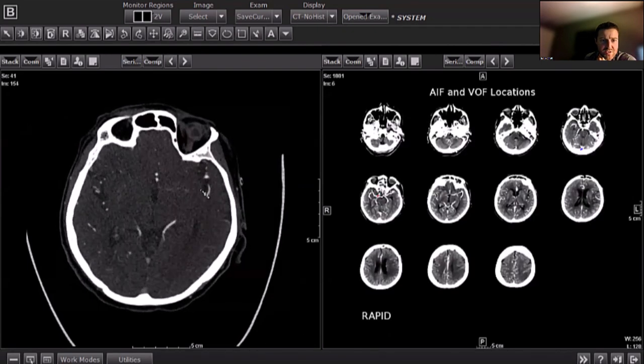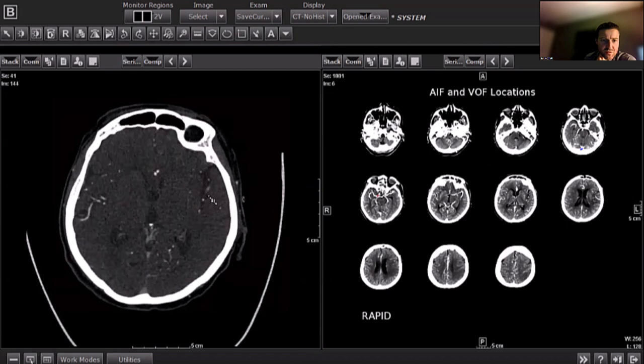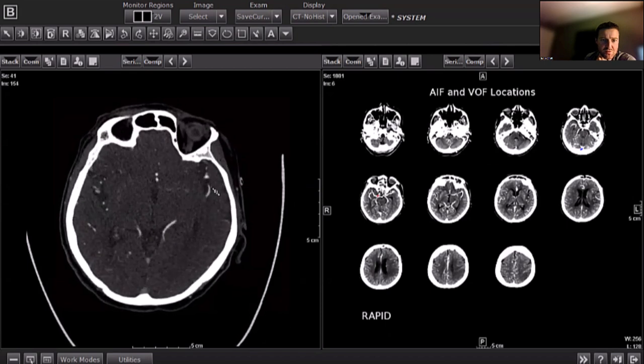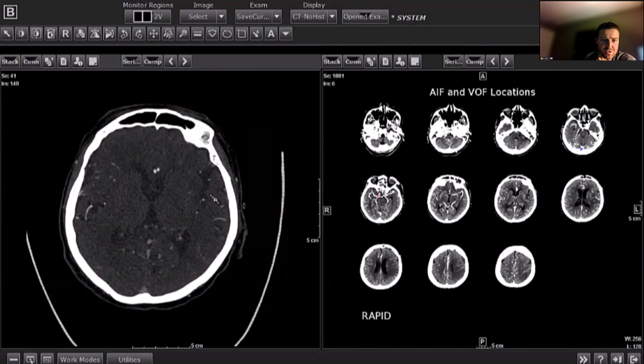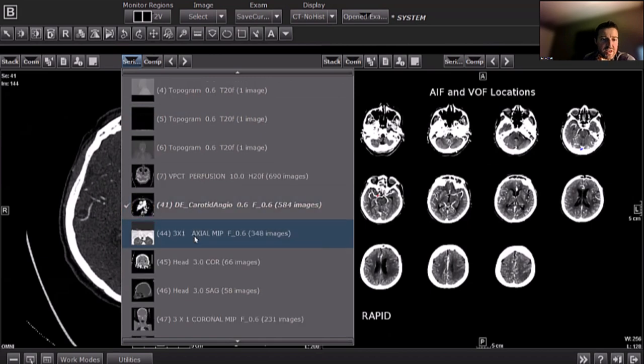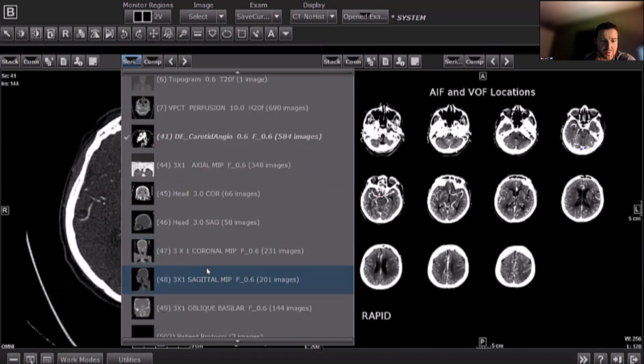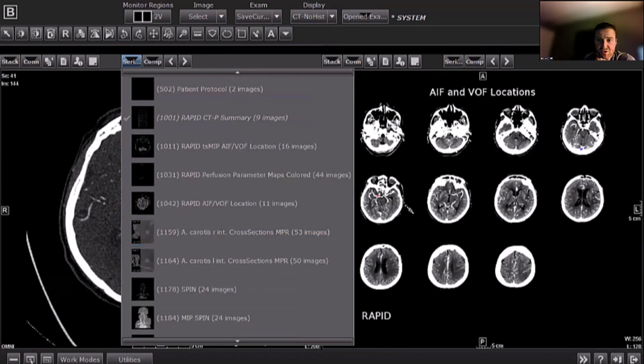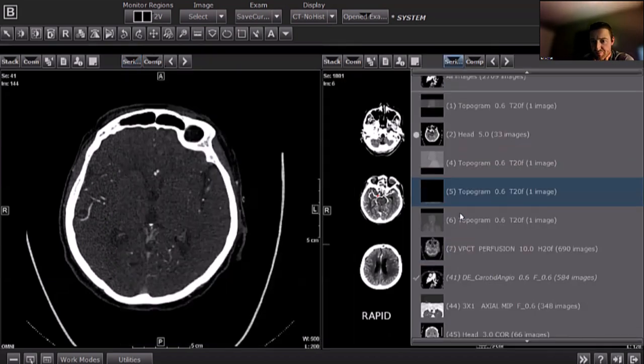We see our M1 is actually opacifying fairly well, but our dominant inferior M2 division abruptly occludes in the insula, corresponding to that area, the little hyperdense vessel there. So M1 and M2, proximal M2, especially in dominant vessels, we would potentially consider as candidates.